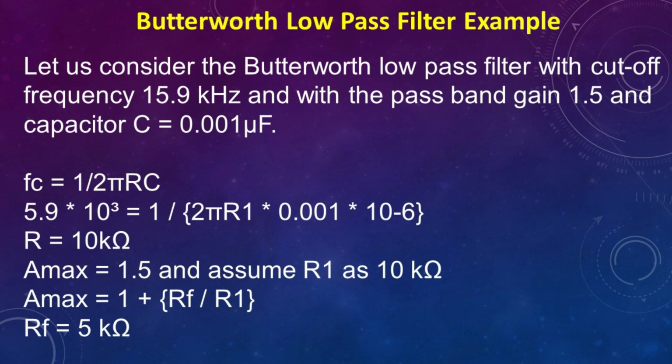Design the filter with cut-off frequency 15.9 kHz and with the passband gain 1.5, and capacitor C equals 0.009 × 10³ equals 1/2π. Amax equals 1.5 and assume R1 as 10.